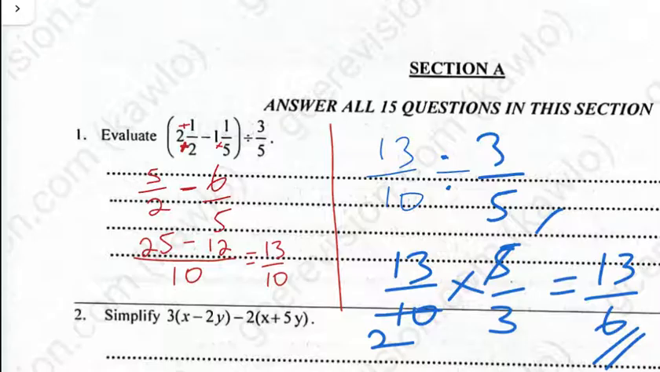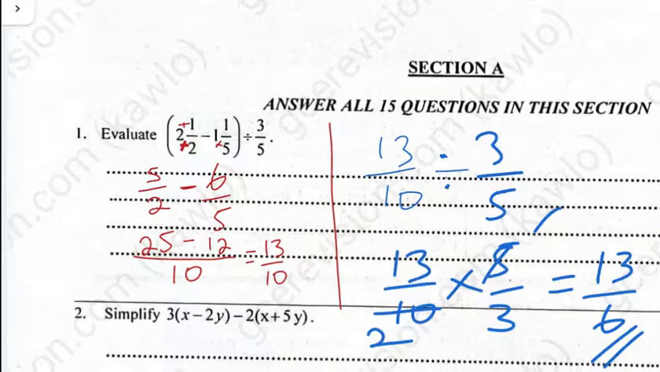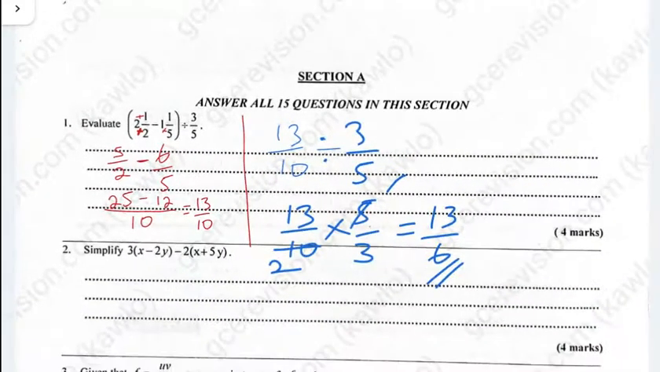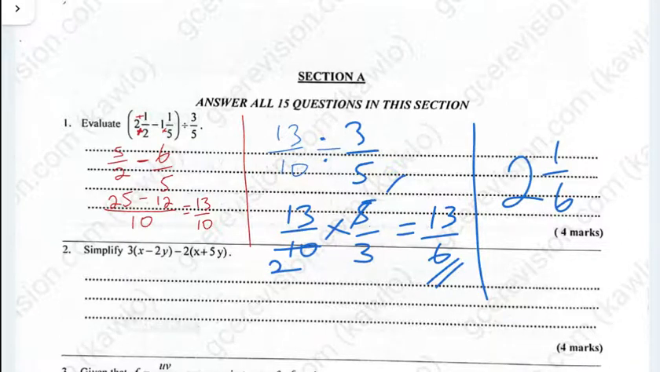13 on 6, which we can equally write as a mixed fraction. That is 2 and 1/6. So this is it for question 1. And if you solve everything correctly, some students will have 2 and 1/6. So this gives us 4 points for question 1.